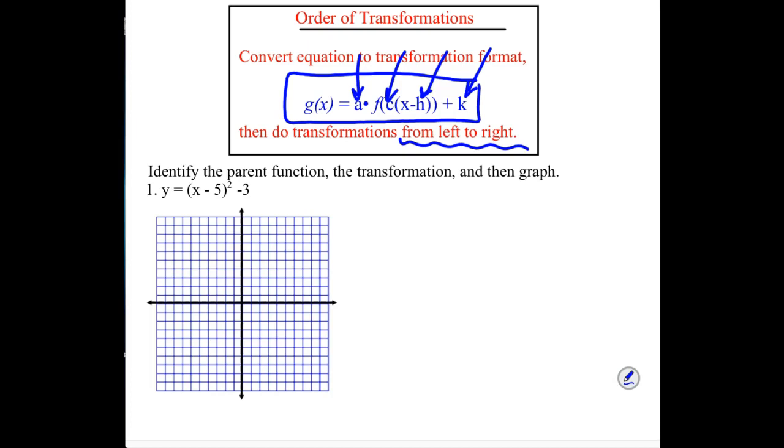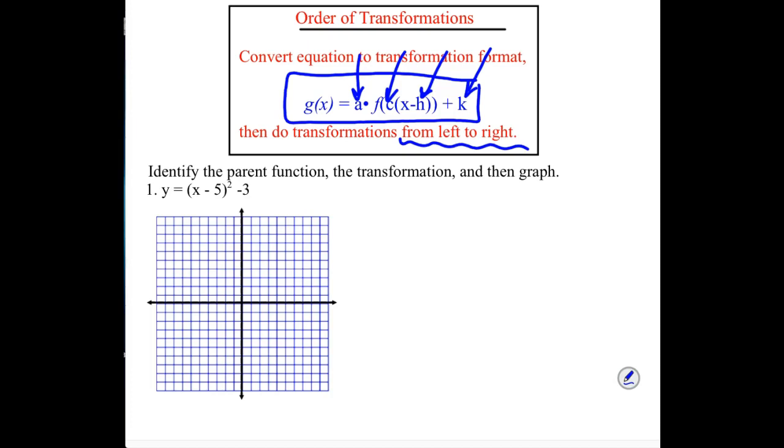Is it the only possible order you can do? No. But again, always going from left to right will land you where you should be. Any vertical movement, so that would be things like reflecting over the x-axis, vertically stretching or compressing, or shifting things up and down, those have to be done in a specific order.